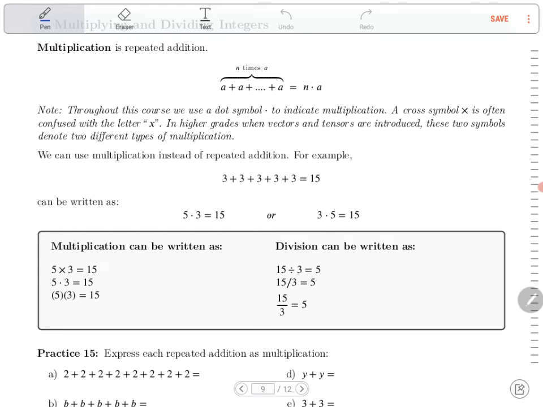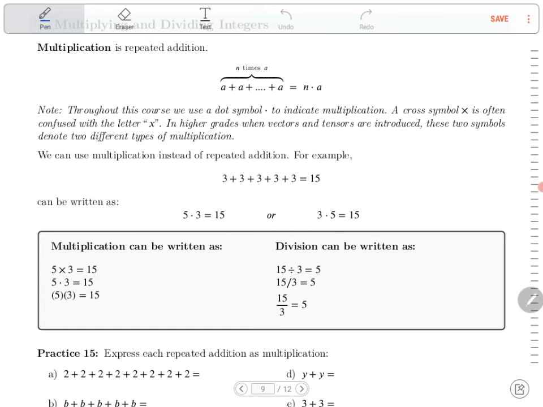So multiplication can be written in a few different ways. Often we use this sort of cross. It's a sort of a sideways cross, looks like an X. In this course, we don't like to do that. The reason we don't like to do that is because it gets confused with the letter X. So sometimes in elementary school, you will see this.